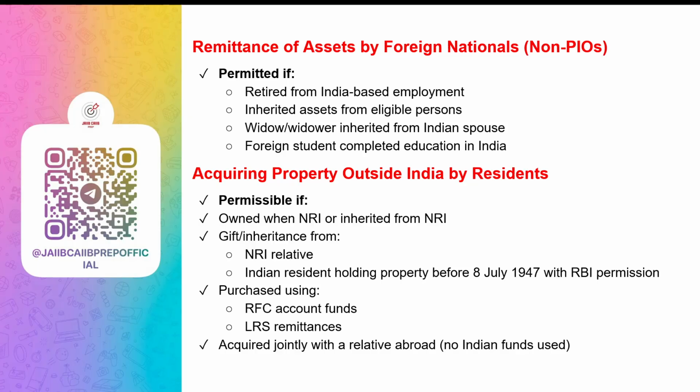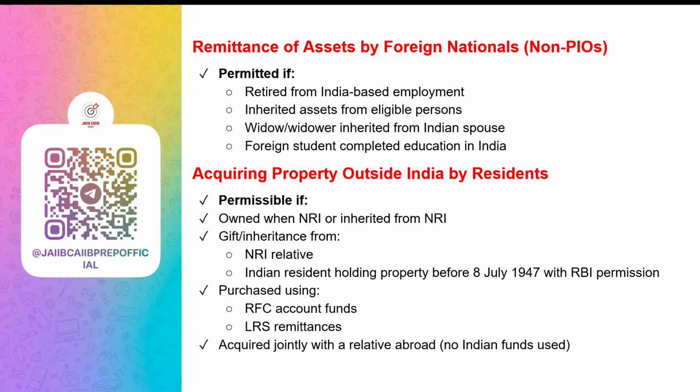Acquiring property outside India by residents. So a person living in India can legally own property abroad if the property is owned earlier or it has been inherited. If someone already had property abroad before becoming an Indian citizen or received it by inheritance, they can continue to hold it. Or if a person has received a gift, then a person can receive the property abroad as a gift or inheritance from someone who was living outside India, or from a resident Indian who bought such property before 8th of July 1947, or from another Indian who bought the property as per FEMA rules.